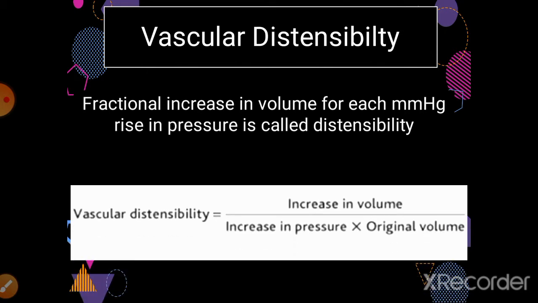So, according to this definition, the formula for vascular distensibility should be increase in volume divided by increase in pressure multiplied by original volume. So, to better understand this formula and this definition, let me give you an example which might hit quite close to home.